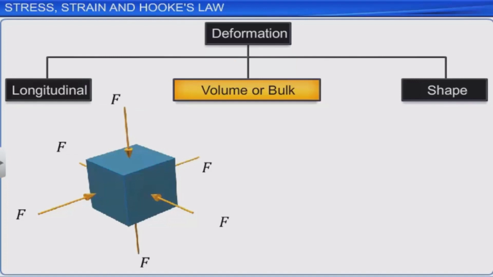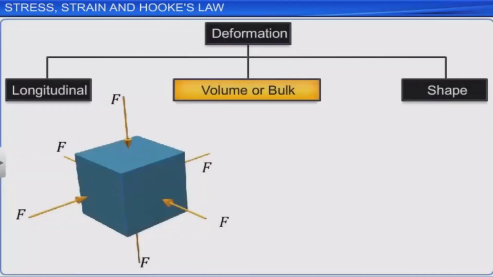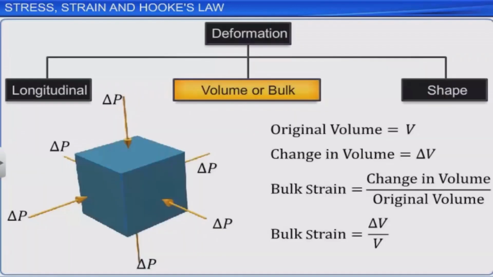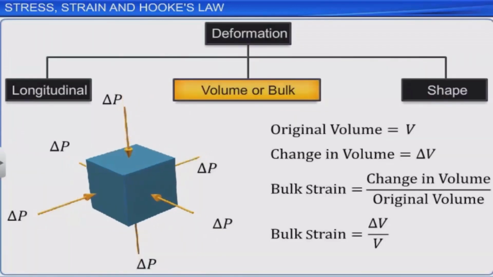Forces acting perpendicularly inward at each point on the surface of a body are equivalent to a uniform increase in external pressure. Therefore, bulk stress is defined as a change in pressure, delta P. If the volume of a body V changes by delta V, then the fractional deformation, also called the bulk strain or volume strain, is equal to the ratio of delta V to V.